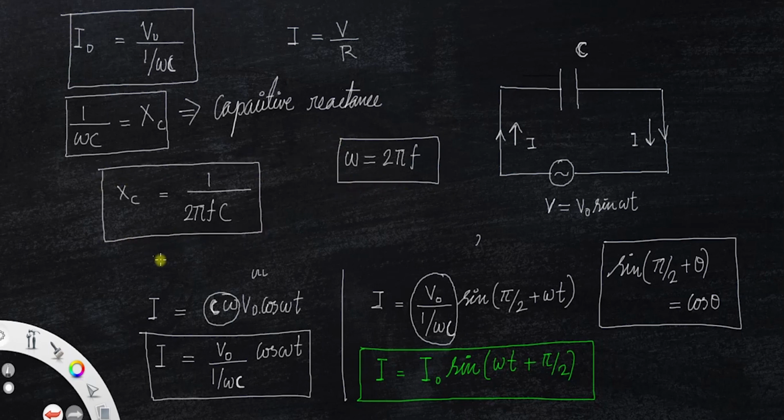Clear? And let me write the expression for voltage here. We have V equal to V0 sine omega t. Now, if you compare the value of voltage and the value of current at any instant, we have current always at omega t plus pi by 2. So you can say that current I leads the voltage.